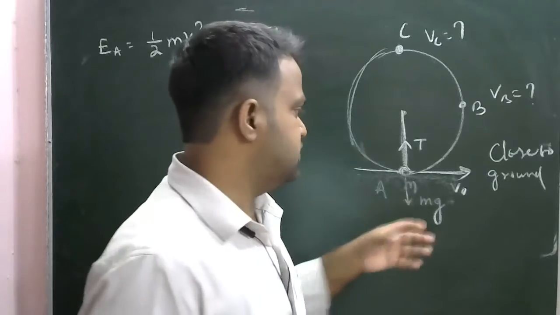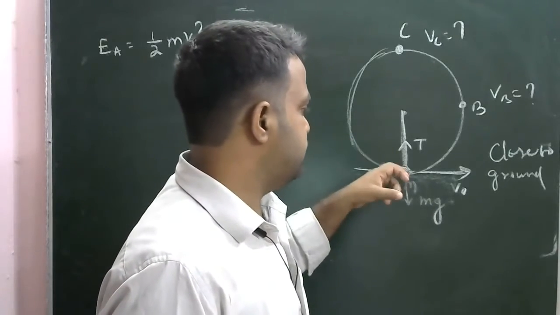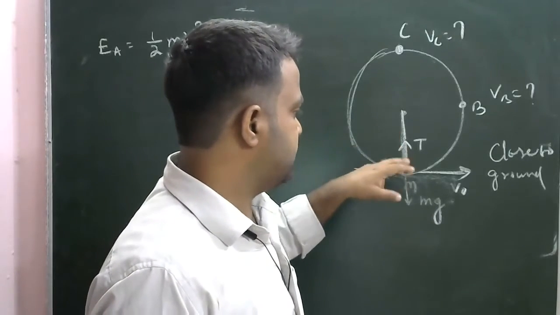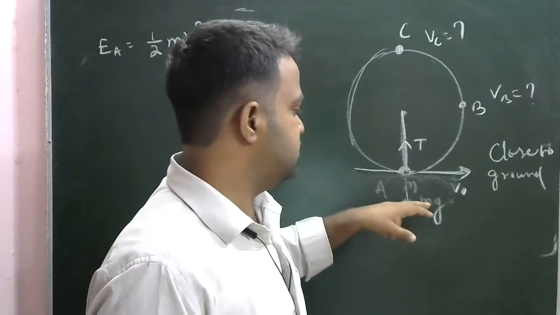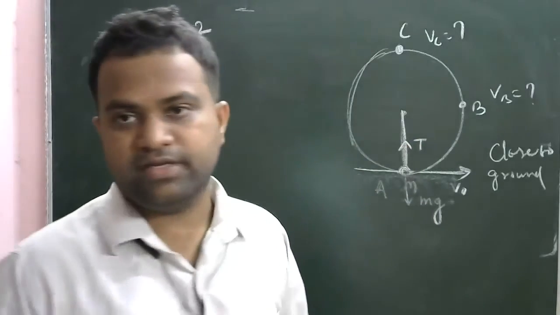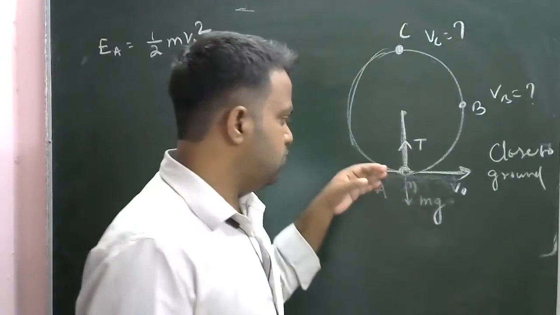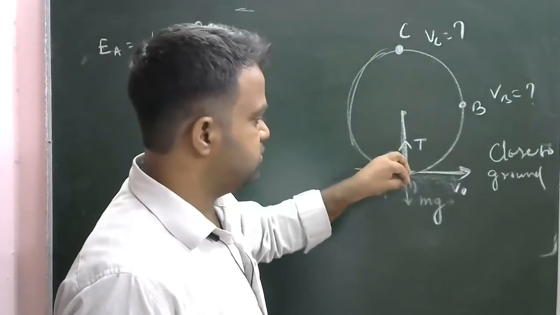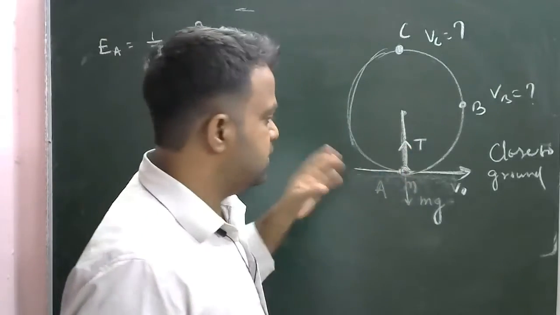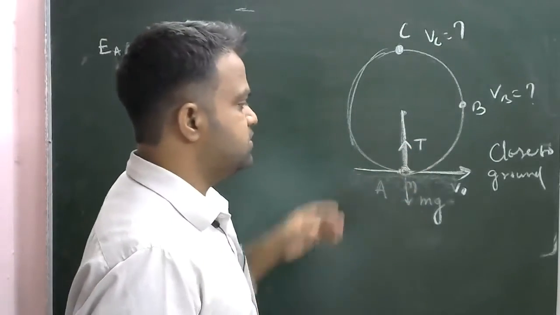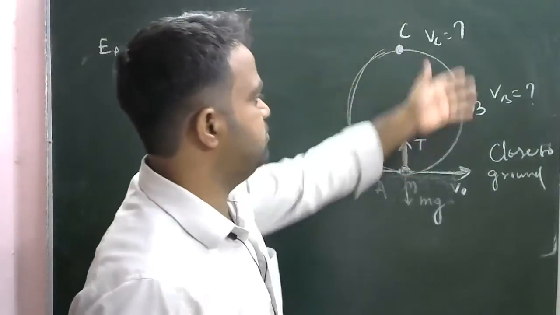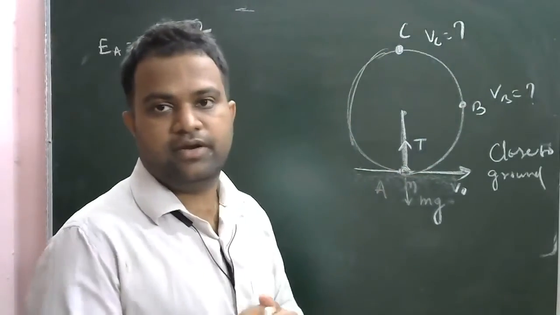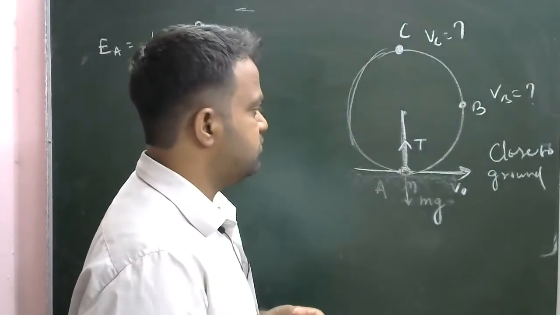So who is providing the centripetal force? The centripetal force is provided by T minus mg. Initially T is equal to mg when this object was just hanging. Now you provided a velocity, and now the object is in a circular track. The object will revolve in a circular track.